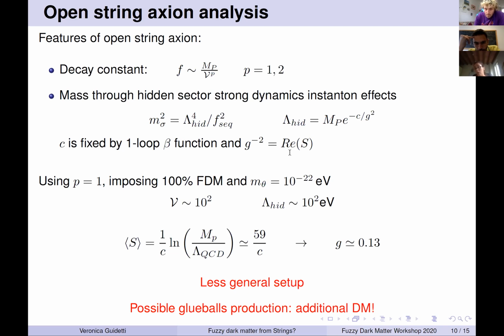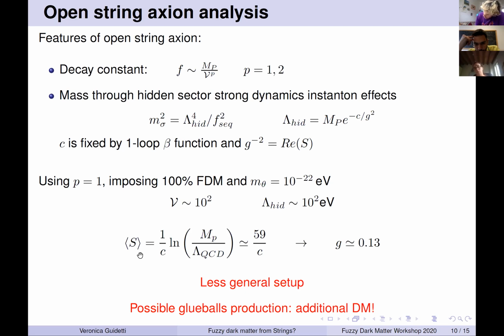Now, since we want to have a decay constant as high as possible, we're going to consider here the case where P is equal to 1, so that the decay constant is not too much suppressed. And we impose 100% of fuzzy dark matter and with the right mass. And what we end up with is that the volume, again, is extremely small. The strong scale of the hidden sector is extremely small as well, but looking at the stabilization of S, we're still in the perturbative regime in this setup.